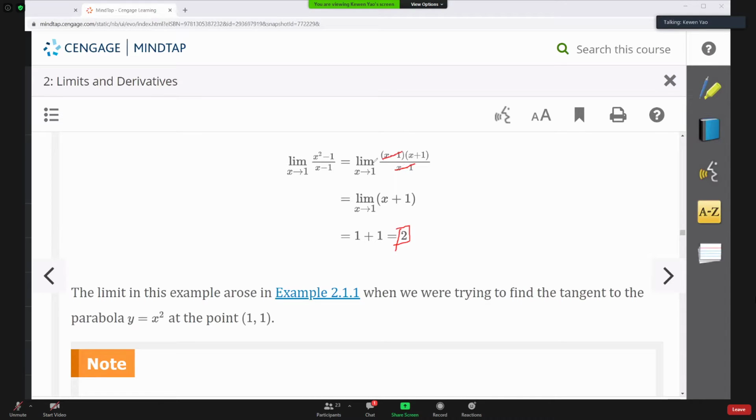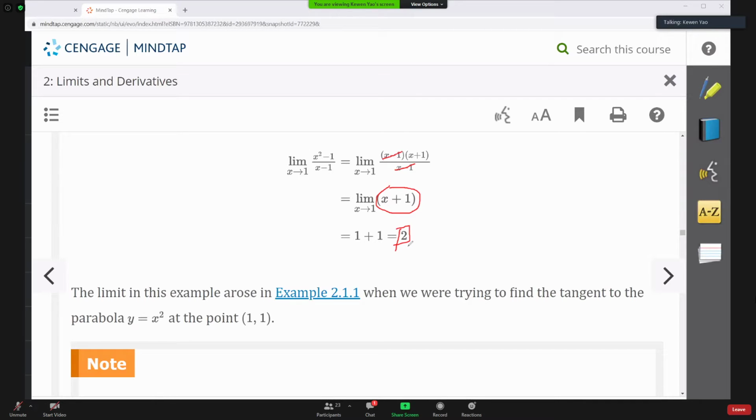After you simplify, the x minus 1 factors are gone, so what's left is x plus 1. Then you can use DSP, because it's a polynomial and 1 is inside the domain. So 1 plus 1 is 2. So we have finished. The answer is 2.